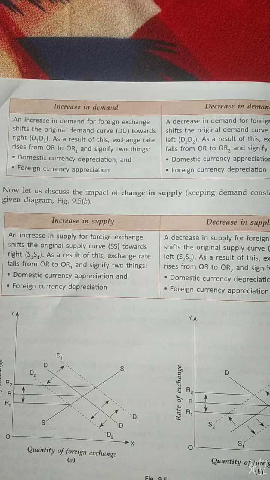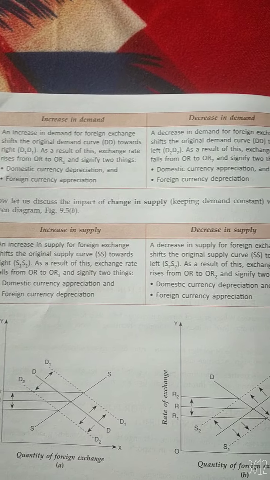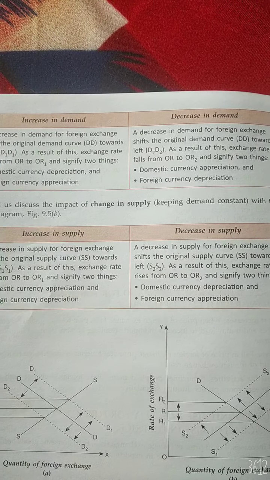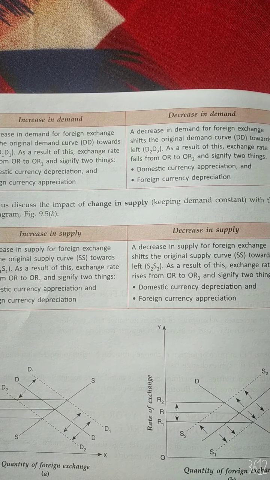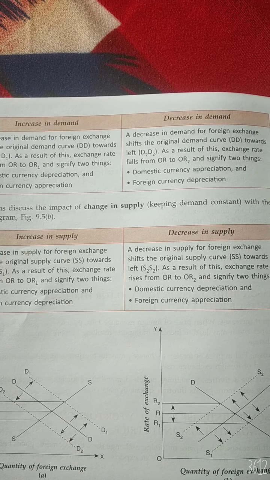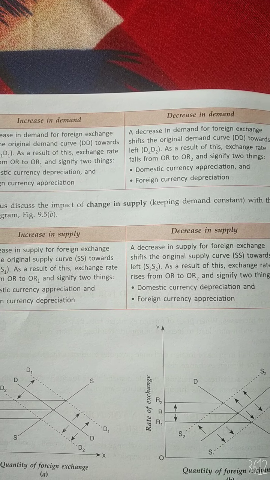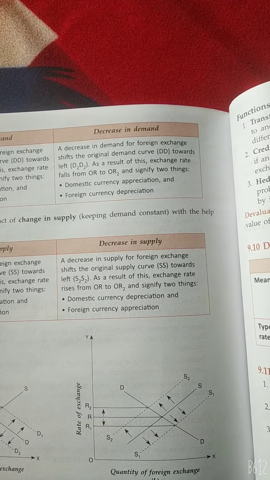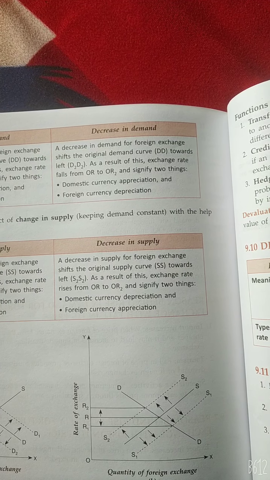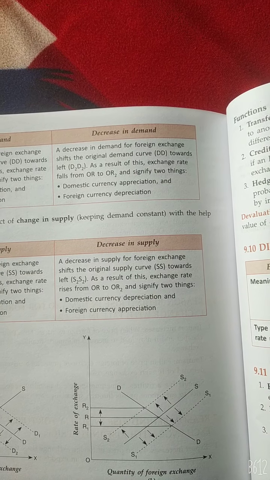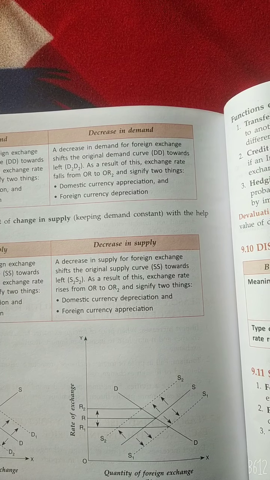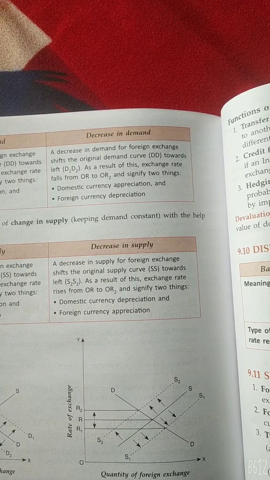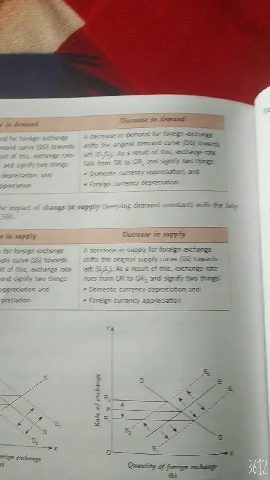Next, what is an increase in demand and a decrease in demand? An increase in demand for foreign exchange shifts the original demand curve DD towards DD1, and as a result the exchange rate rises from OR to OR1, signifying two things: domestic currency depreciation and foreign currency appreciation. And a decrease in demand for foreign currency shifts the original demand curve DD towards DD2. As a result of this, the exchange rate falls from OR to OR2, signifying two things: domestic currency appreciation and foreign currency depreciation.